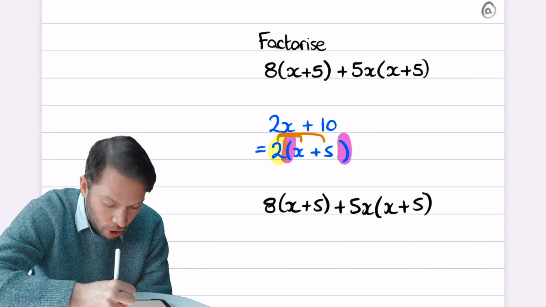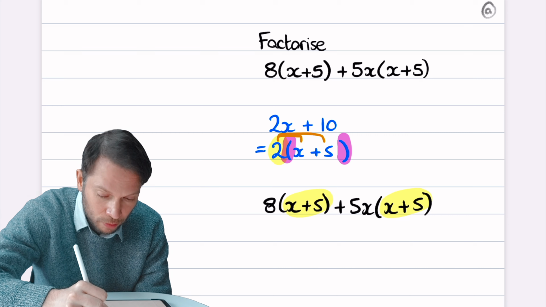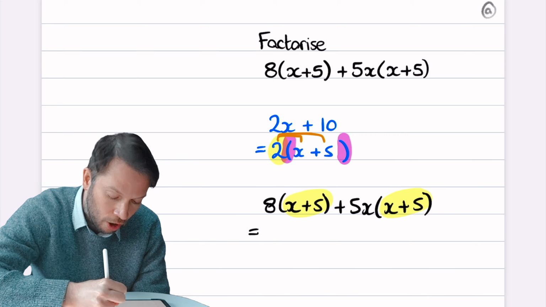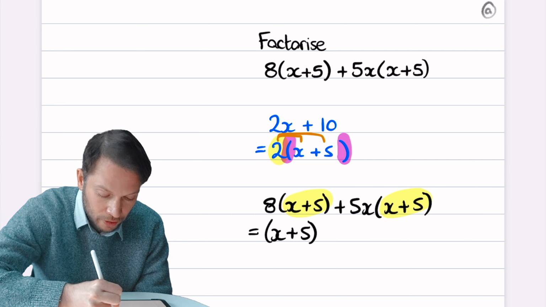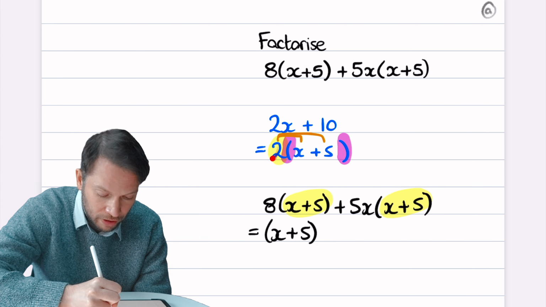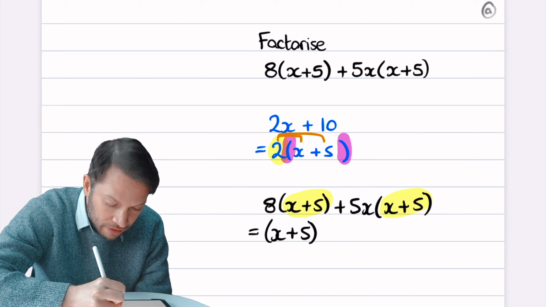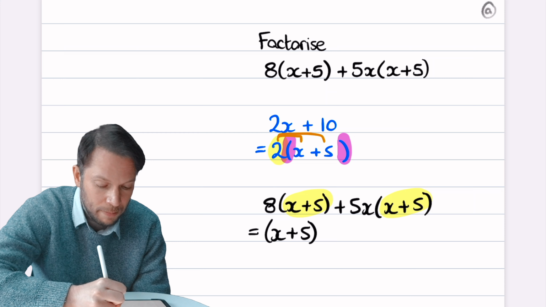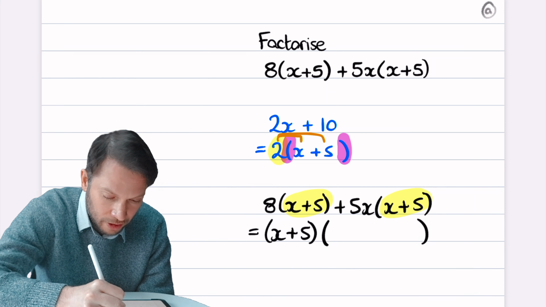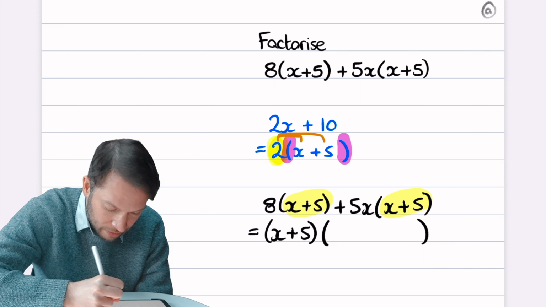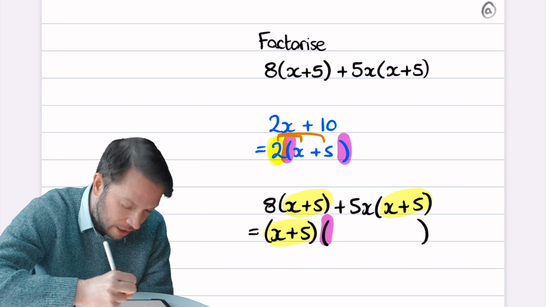Well, they have the whole bracket of x plus 5 in common. So I'm therefore going to factorise that out and put the whole bracket of x plus 5 on the front. So that's kind of like the equivalent of the 2 we factorised out in this first expression. We factorised out the x plus 5. And then as before, we open up an empty bracket. So this yellow 2 here is like this x plus 5 here. And then we've got this empty bracket here.